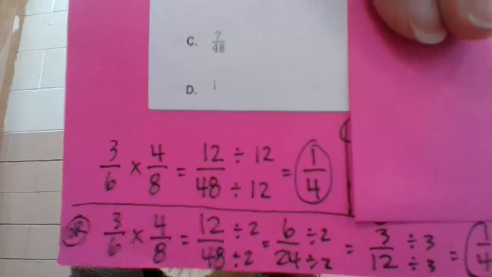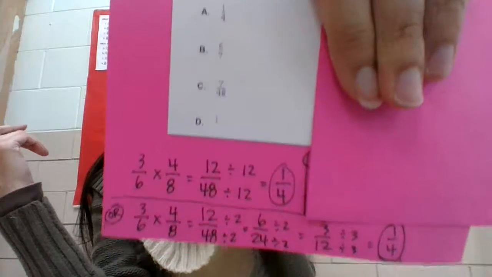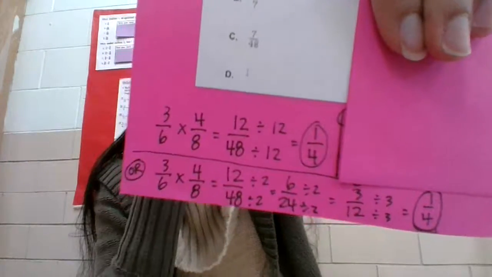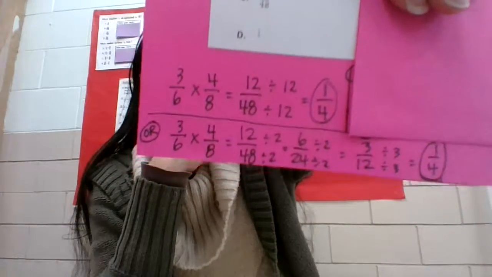Another way that I worked it out is like this. I did 3 times 4 is 12, 6 times 8 is 48. It's the same thing. But instead of dividing by 2, I divided by 12 because that was the greatest factor that I can think of. That is the biggest number that I know I can divide 12 and 48 by. And then I get 1/4. So you could do either way, whichever way.